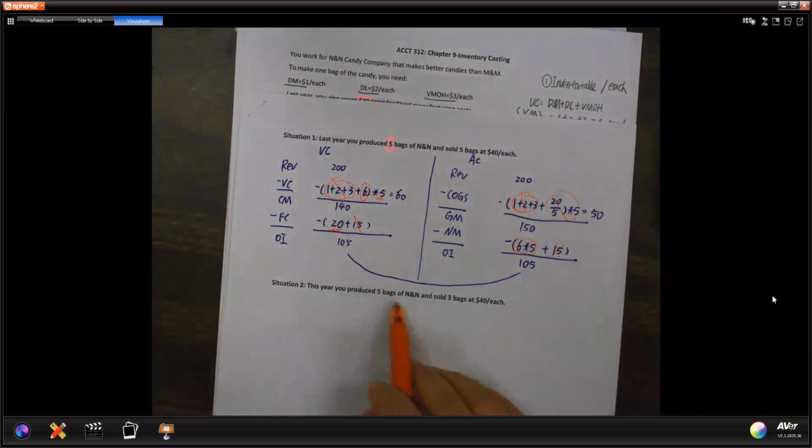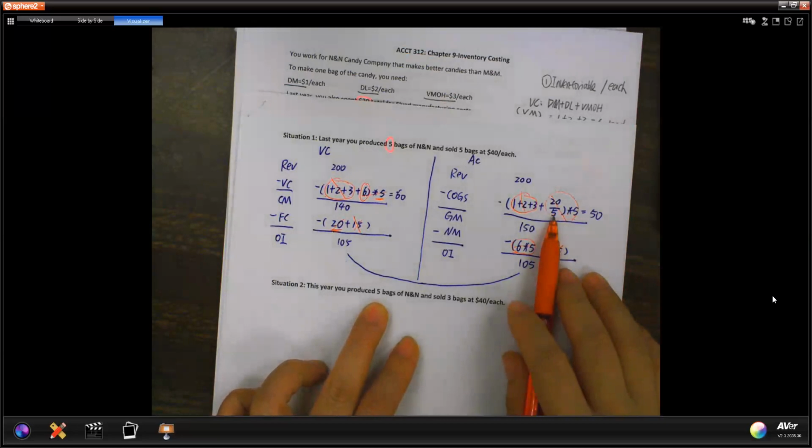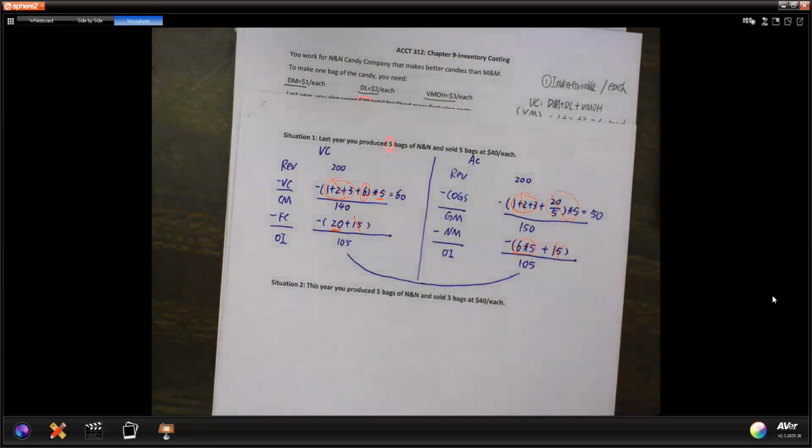Okay, next one: how about our second year? The second situation is you produced 5 bags. You still produced 5 bags, so each one still has to be allocated at $4, right? But you only sold 3 bags at $40 each.